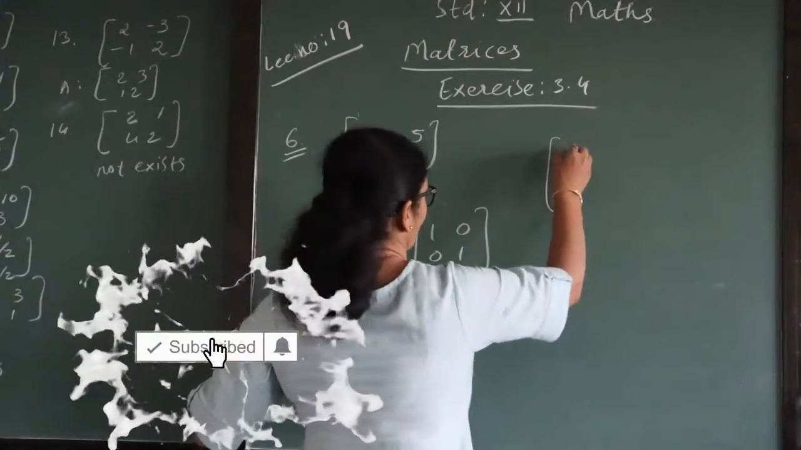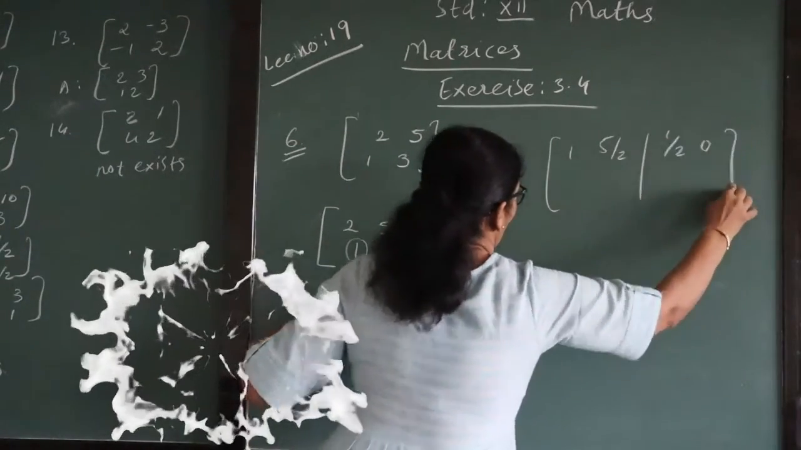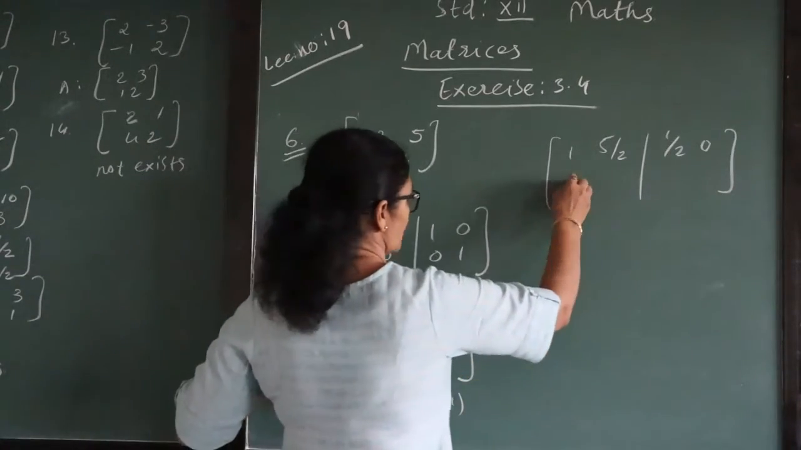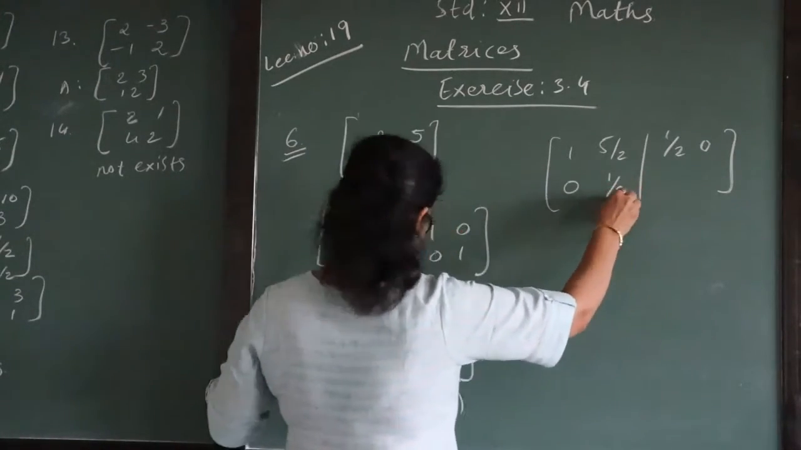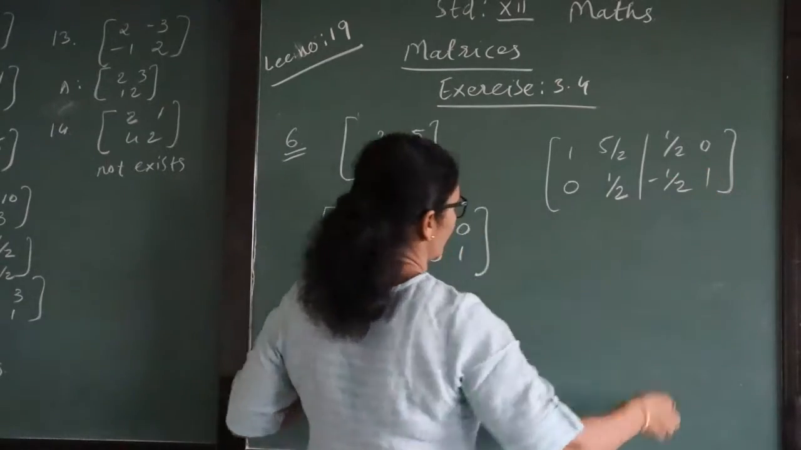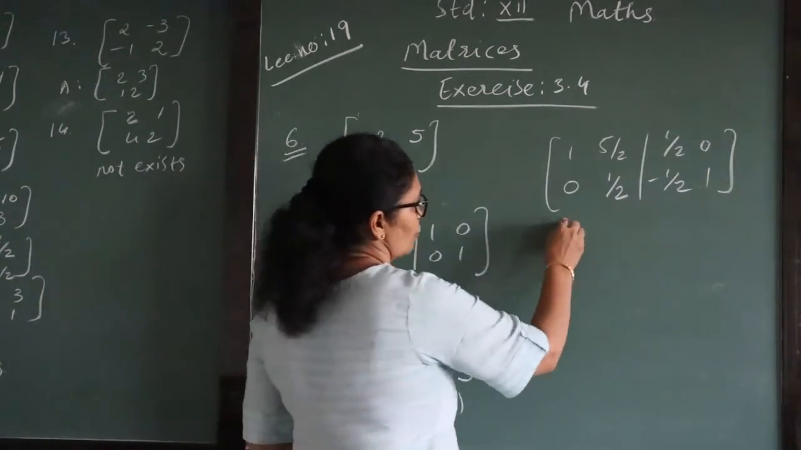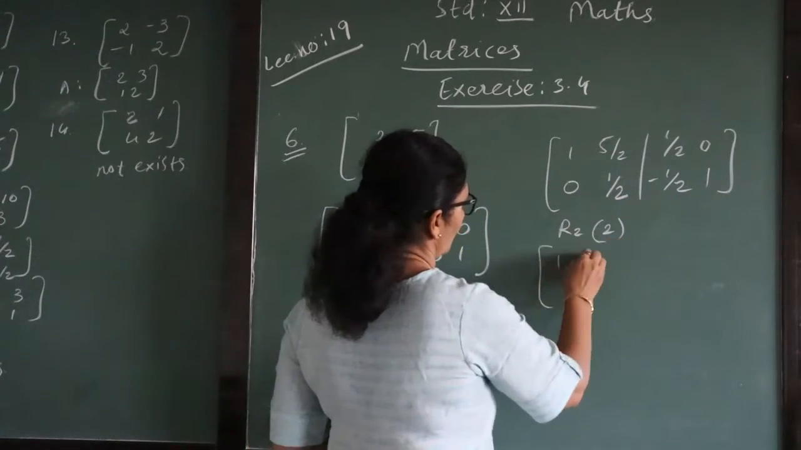Okay, then what will you get? We write our first row as it is. Now we make a change in the second row. 1 minus 1 will be 0. Now 3 minus 5 by 2 will be half. 0 minus half will be minus half, and this 1 as it is. But we don't want half, we want 2 only. So definitely R2 will be multiplied by 2. So what will you get?